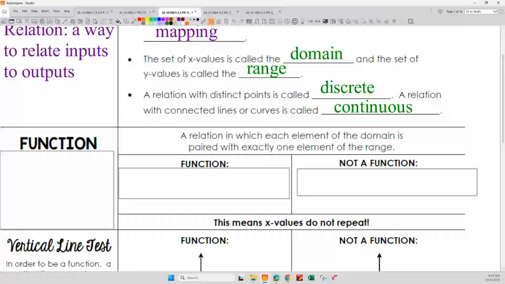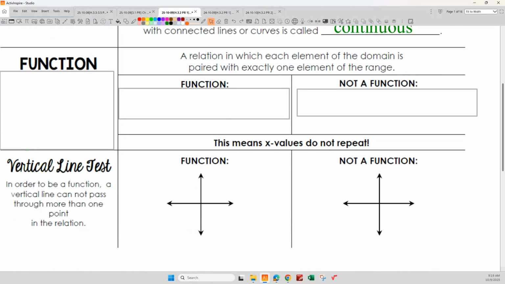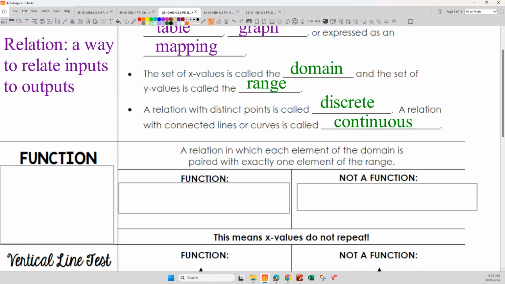It's a continuous relation if I can draw it without picking my pen off the board. My pen is in contact with the board continuously. Okay, so that's a relation. Relations are very broad. Anytime there's some connection between inputs and outputs, that's a relation.